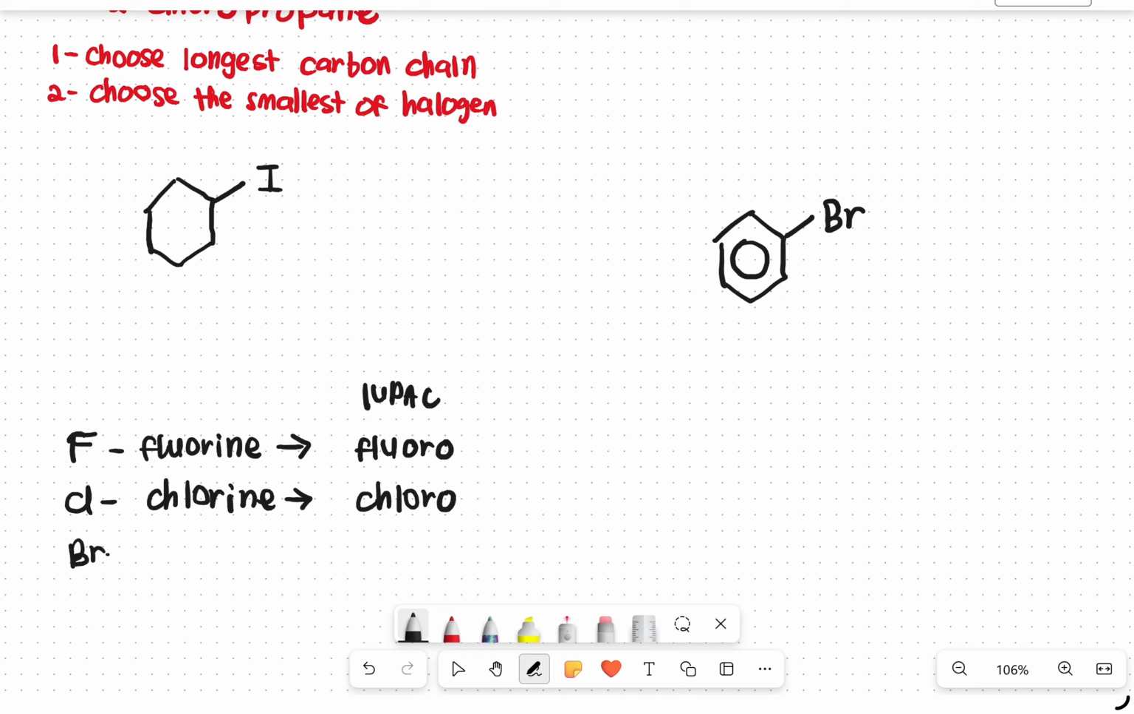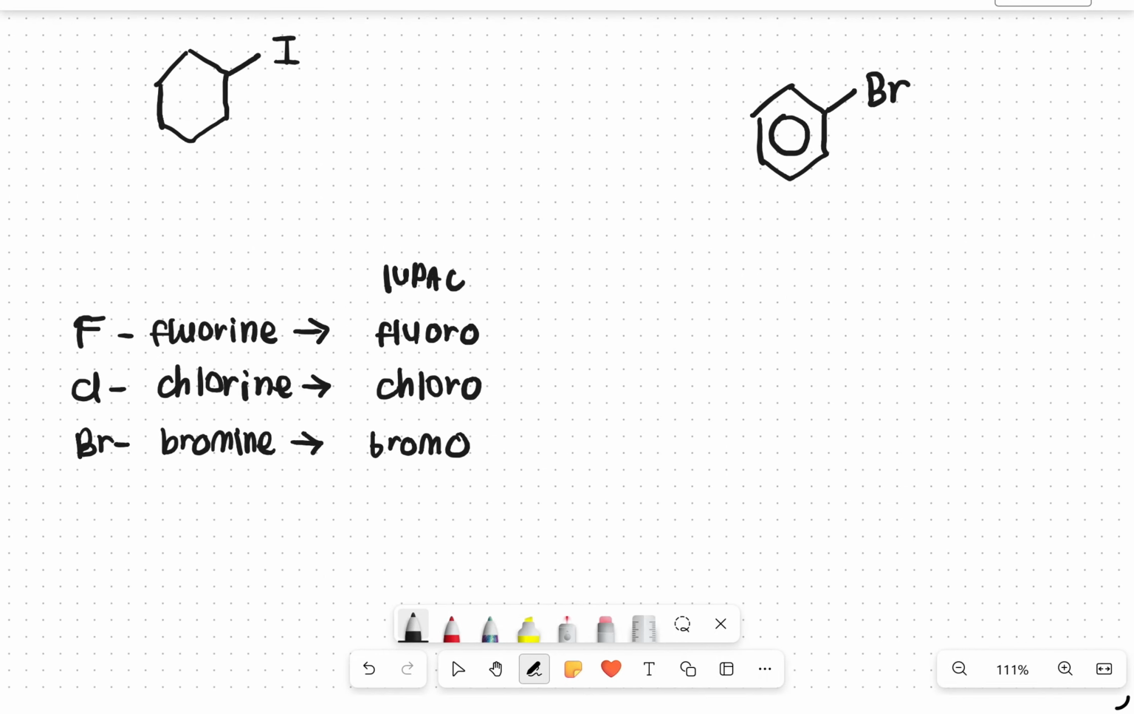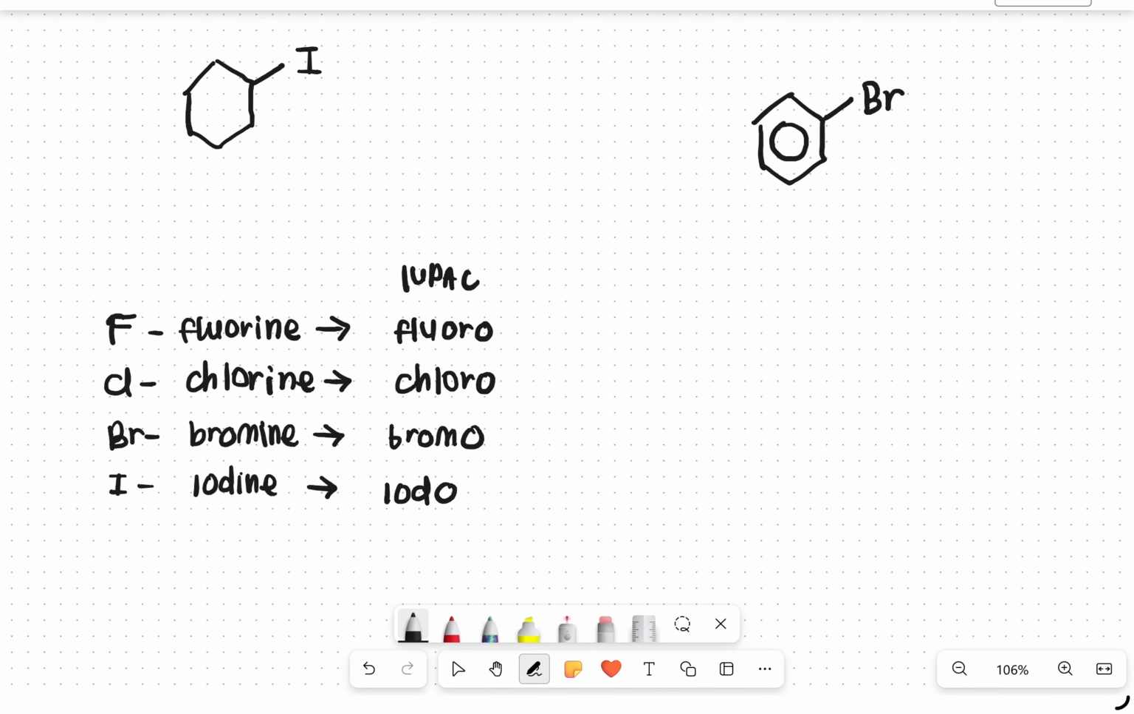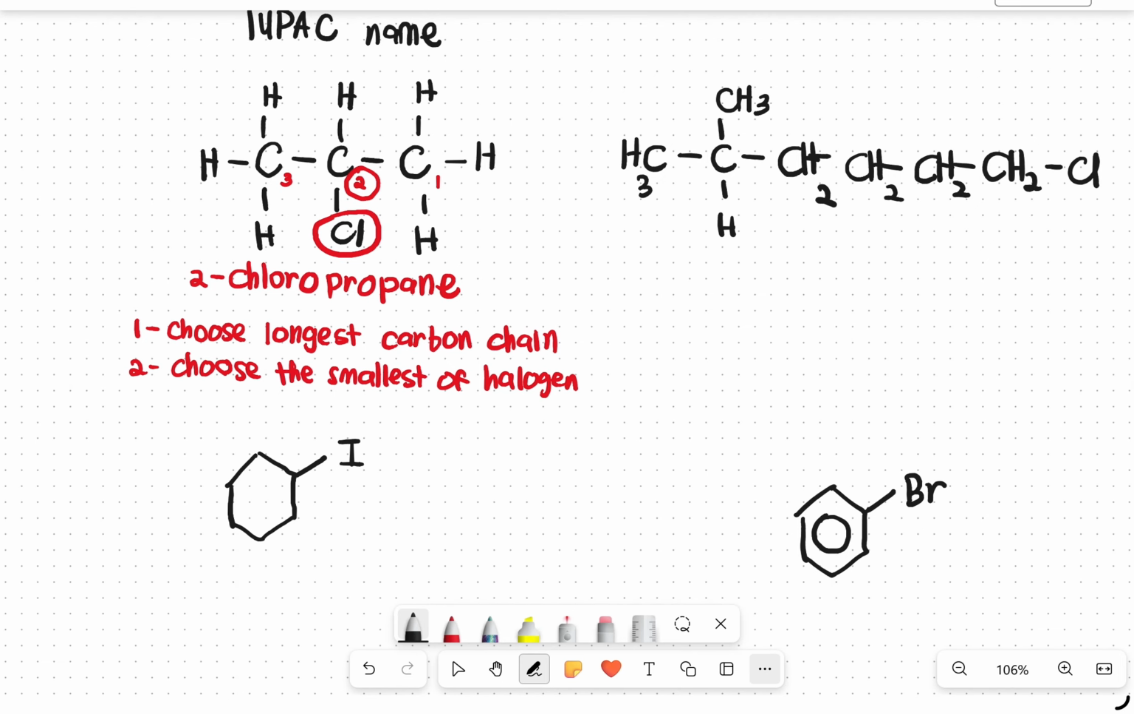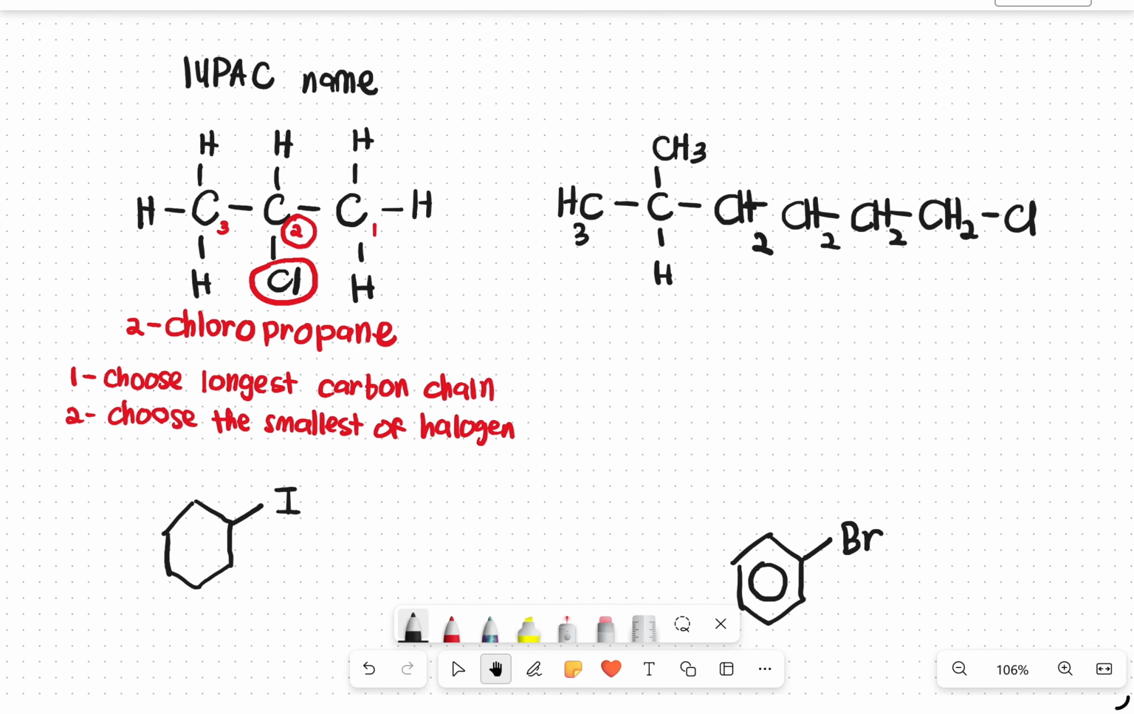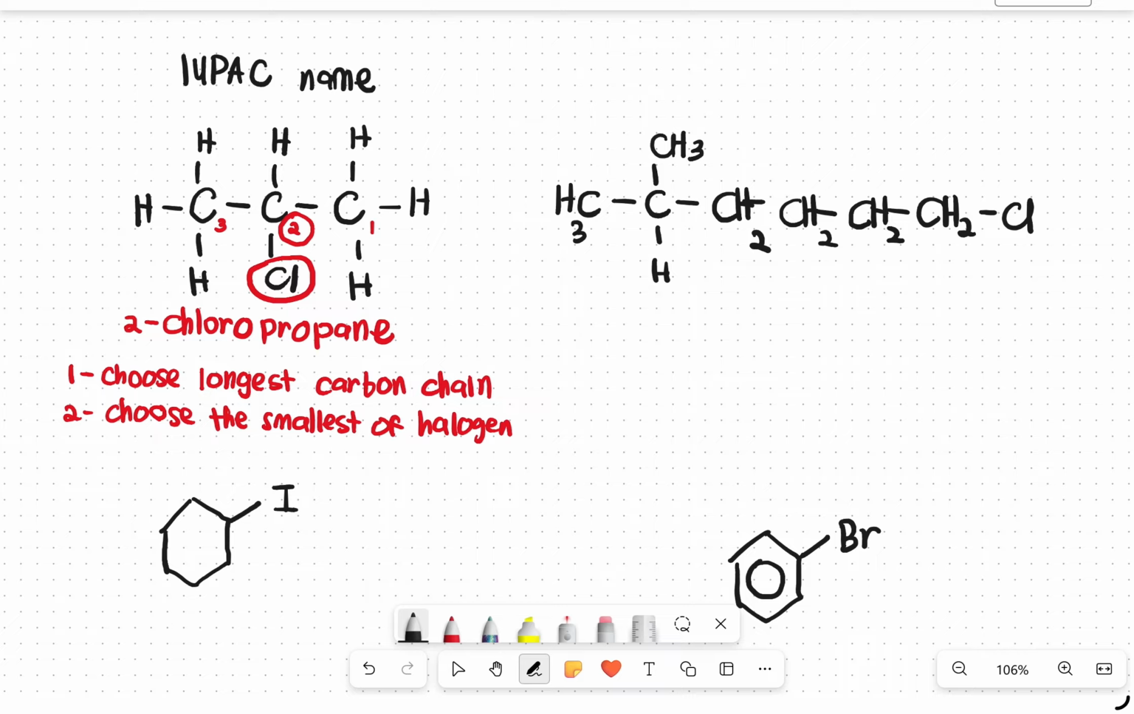Br, originally the name is bromine, and the name goes by bromo. And next one is iodine, so we call it iodo. So that is for IUPAC: fluoro, chloro, bromo, iodo. So for the first one, remember the rules. Choose the longest continuous carbon chain, and then choose the smallest number of carbon bearing the halogen group.